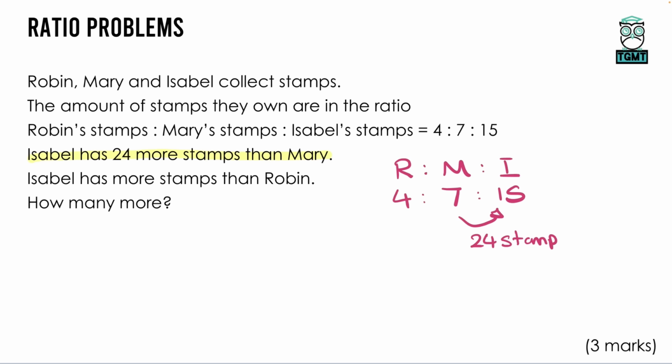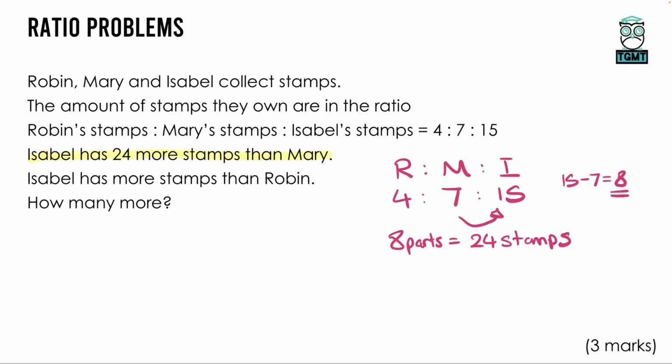Well, we know it's 24 stamps because that's given to us in the question, but how many ratio parts does that relate to? Well, to get from 7 to 15, that is an additional 8 parts. So we know that 8 parts is equal to 24. If you wanted to work that out, you could write 15 take away 7, which is equal to 8. So 8 parts is 24 stamps.